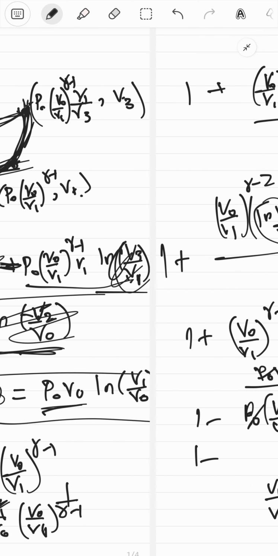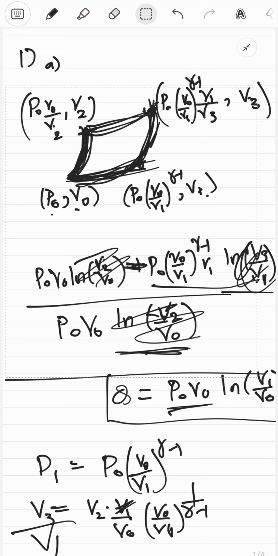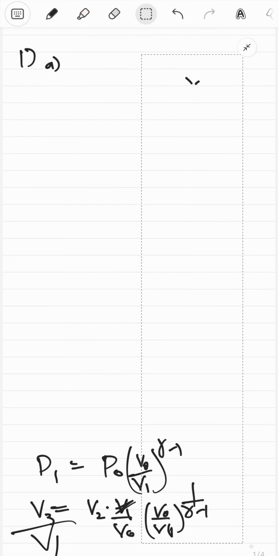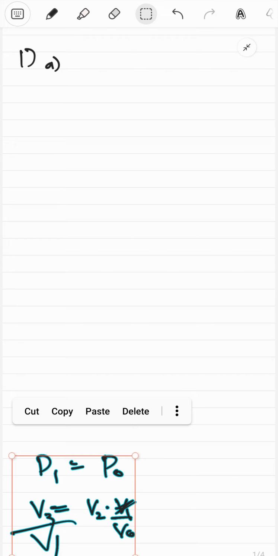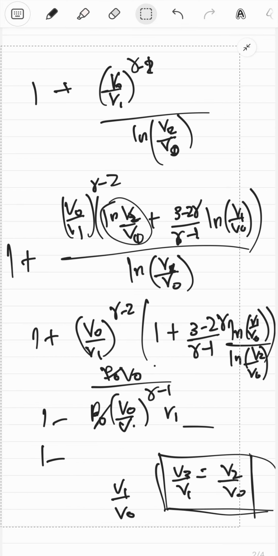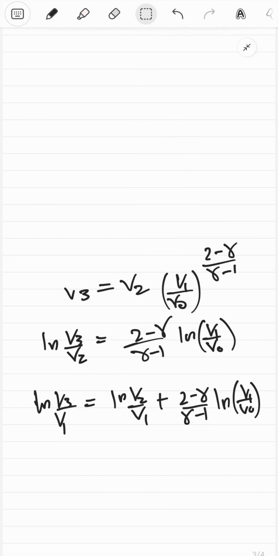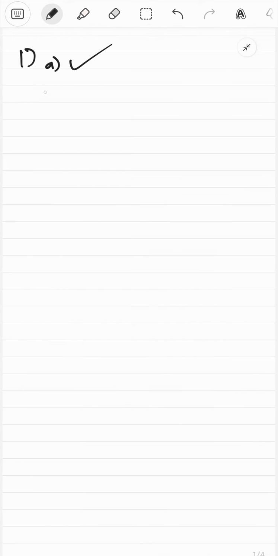So yeah, okay, that's the way it's done. Fine. So what we essentially show is that first your V2 upon V0 is equal to V3 upon V1, and from there everything follows easily. So A part is done. Let's go to the B part.